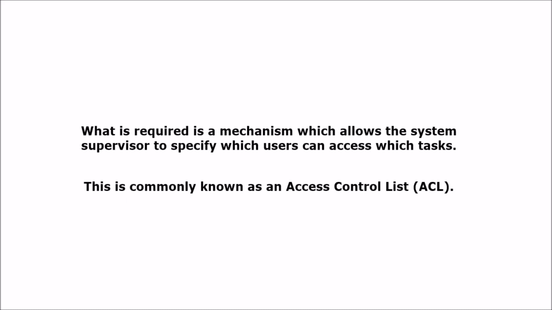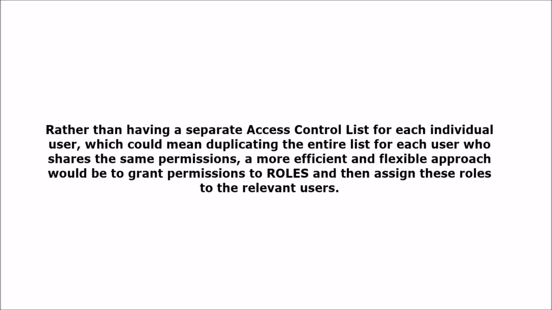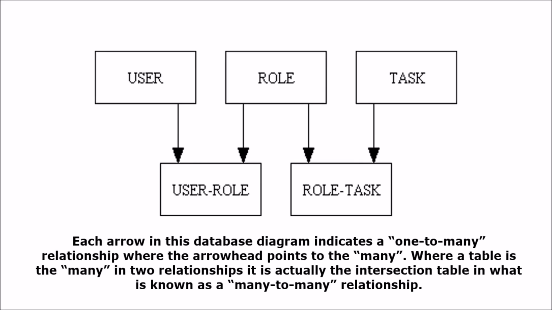This is commonly known as an access control list, or ACL. Rather than having a separate access control list for each individual user, which could mean duplicating the entire list for each user who shares the same permissions, a more efficient and flexible approach would be to grant permissions to roles and then assign these roles to the relevant users.